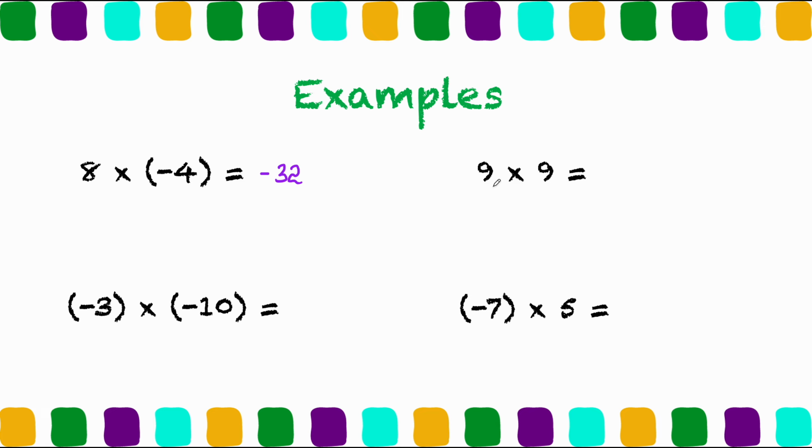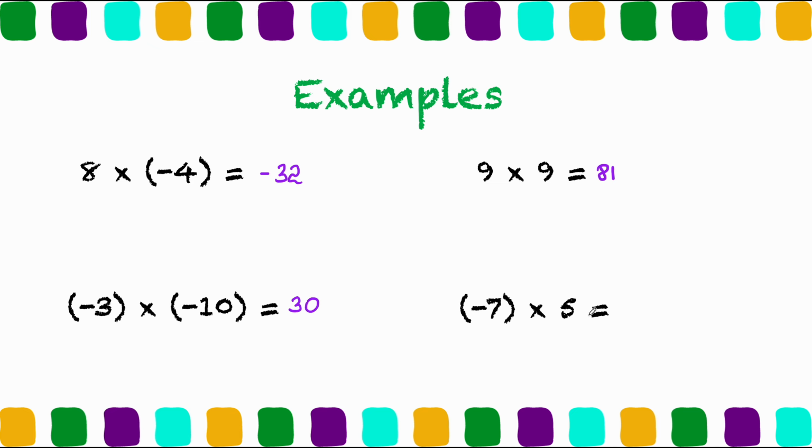Another one. Now we have positive 9 times positive 9. Now, because they are both the same signs, our answer should be positive. In this case, 9 times 9 would give us 81. Another one, we have two negative signs here, so therefore our answer should be positive. So -3 times -10, that will give us positive 30.